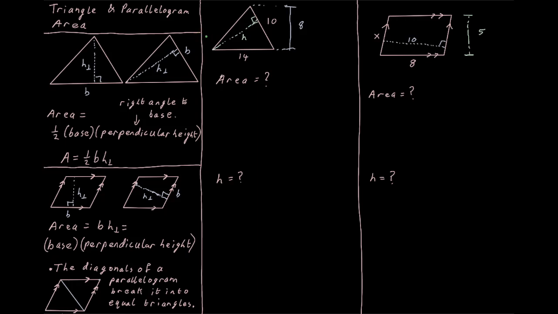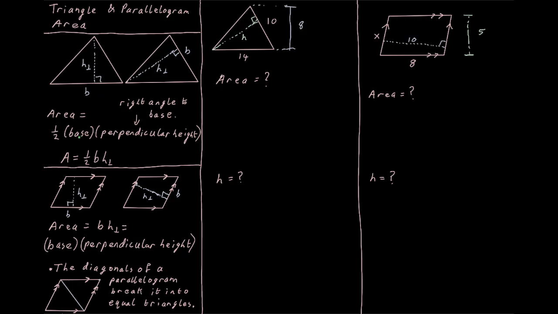Hello. Now we are going to look at triangles and parallelograms and particularly at their areas. So we're going to start off with the area of a triangle, and we know that the area of a triangle is half of the base times the perpendicular height. So we're going to have a quick moment to look at that in some more detail.